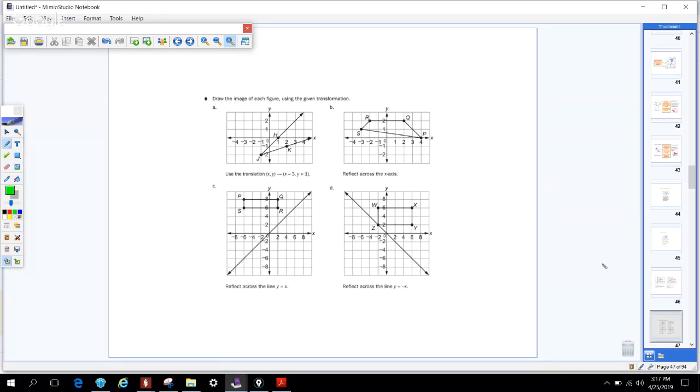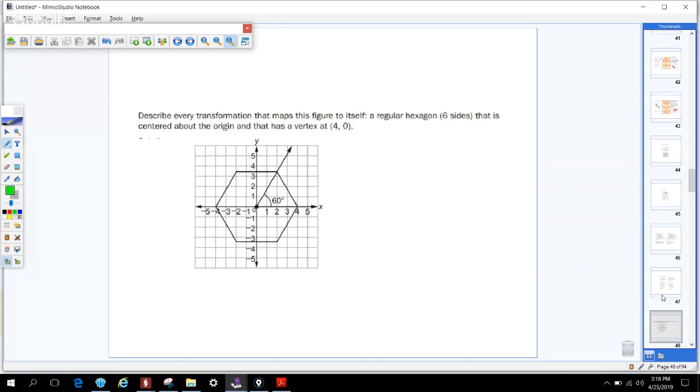Okay, for reflections again, I'm not going to do this problem, you can practice it, but basically pay attention to translations, reflecting, and then on the y equals x, you're going to count diagonally. Everyone pay attention to this one.